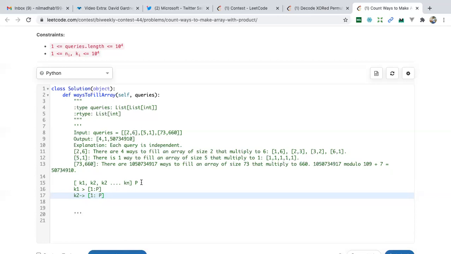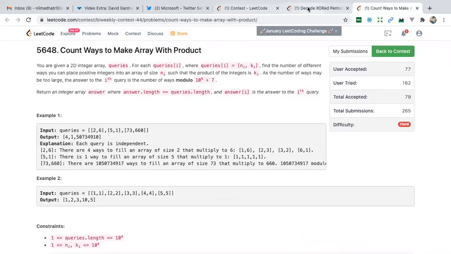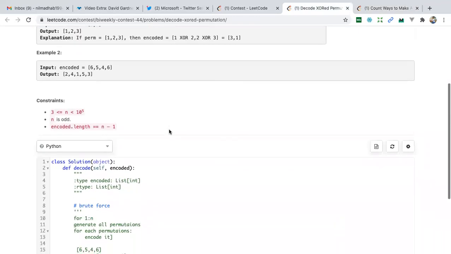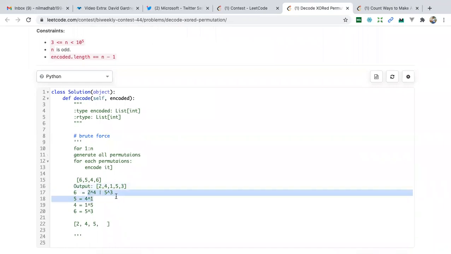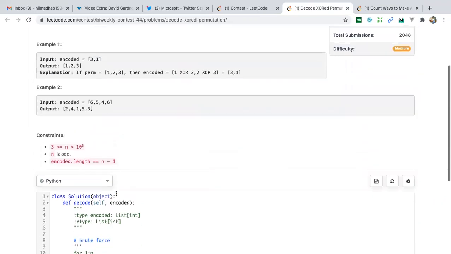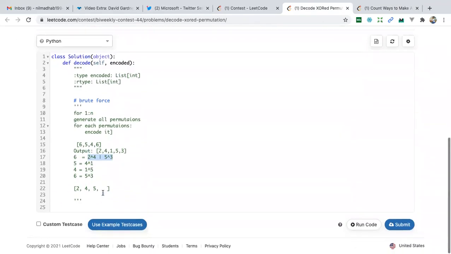Can 1 6 and 6 1 both be counted? So we can try this. It will time out, but it will not be a wrong answer, just a timeout. Or we can try another approach, but I'm not sure how to generate this array, like 2 4 and 5 3. Unless we do a brute force and try to get all the combinations. Okay, let's try this question, this will be easier.